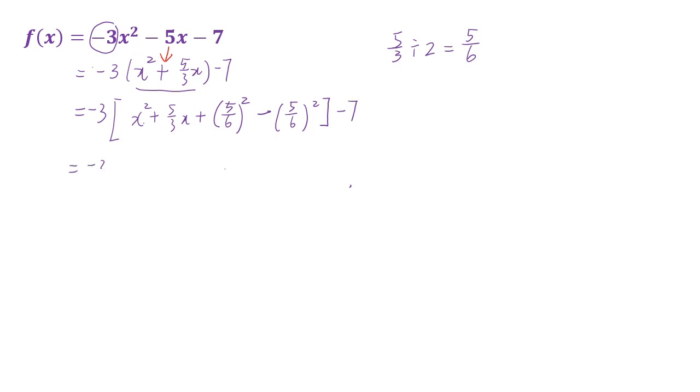All right, so this will collapse it. This will remind you of your a squared plus 2ab plus b squared. So it will collapse into x plus 5 over 6 squared. Right, in this one here, if you use your calculator, it will give you 25 over 36. All right, so we are not done yet. The next step is to multiply the negative 3 into the square bracket.